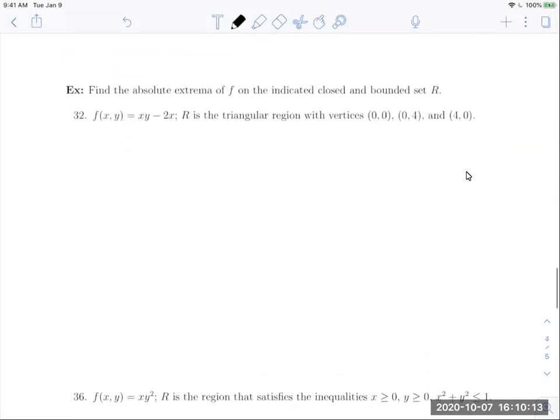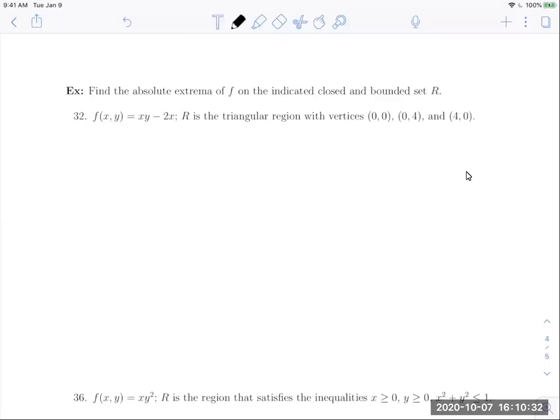So let's take a look at 32. First of all, we want to find the absolute extrema of f on the indicated closed and bounded set R. In 32, we have a nice polynomial function, xy minus 2x, and then R is the triangular region with the vertices (0, 0), (0, 4), and (4, 0).